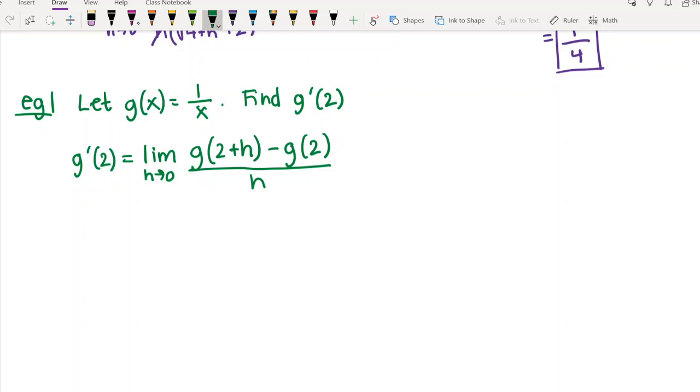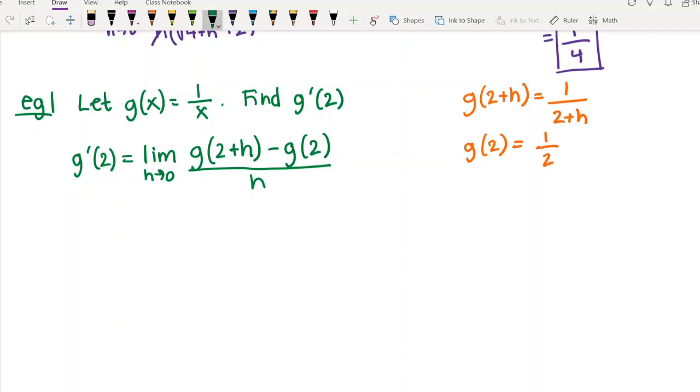So again, let's go off to the side and figure out what g of 2 plus h and g of 2 are. So g of 2 plus h is going to be 1 over 2 plus h, because we're just putting in whatever's inside the parentheses for our x, and then g of 2 is going to be 1 over 2.